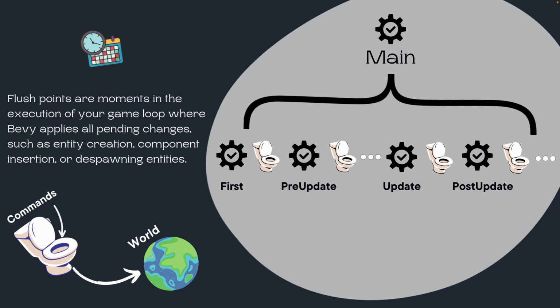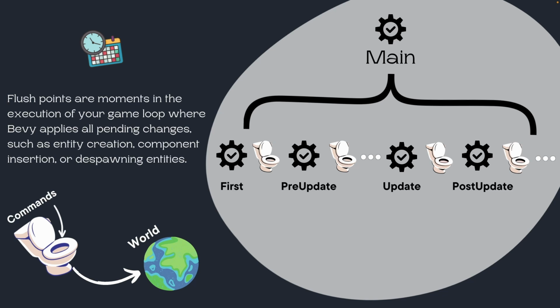So on the same frame, any systems, whether they run before or after each other, will not see the commands applied to the world. So if you insert a component to an entity, and then another system runs after it, that system will not yet see that entity added to the world. It's important to note that this is the current logic as of Bevy 0.12. I want to mention there's current efforts to try to make this less confusing for new users, since this is a very common foot gun. In the future, flush points may be applied automatically when you order your systems using before and after.